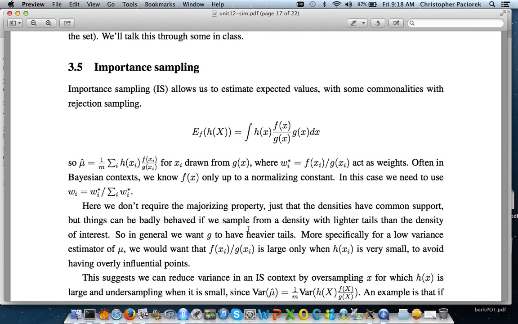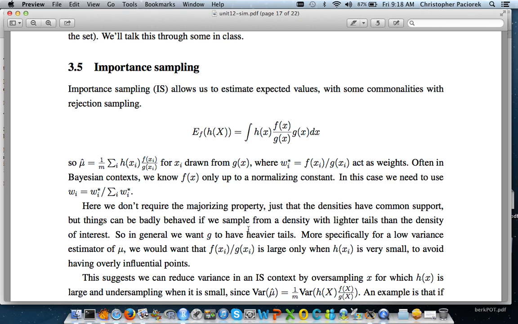So this is taking the expected value of h of x when x is drawn from some distribution f. The trick here is not to draw from f itself, the idea again being that it might be a hard distribution to sample from. But we're going to do a trick. We're going to multiply and divide by some g. This is some other density that we're going to use. And the idea, again, like rejection sampling, is we want to choose a g that's easy to sample from. Then we do a correction for the fact that we're sampling from g instead of from the f that's the thing of interest.